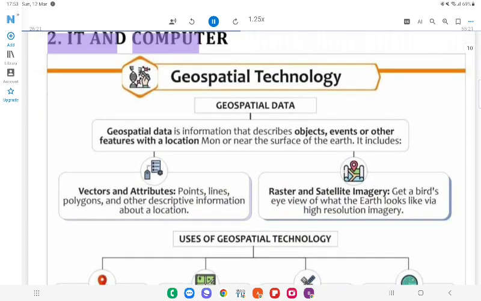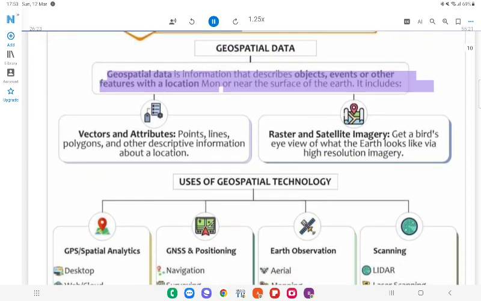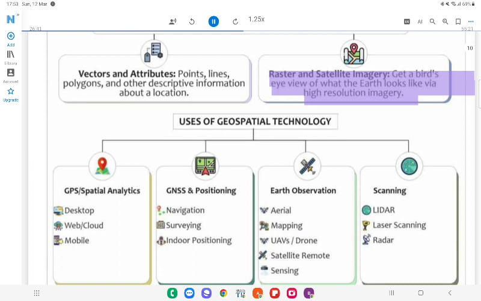IT and computer: Geospatial technology. Geospatial data is information that describes objects, events or other features with a location on or near the surface of the Earth. It includes vectors and attributes, points, lines, polygons, and other descriptive information about a location. Raster and satellite imagery get a bird's eye view of what the Earth looks like via high-resolution imagery.